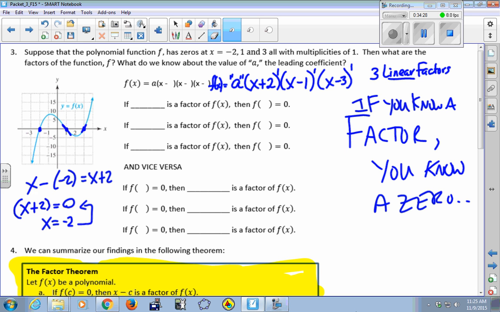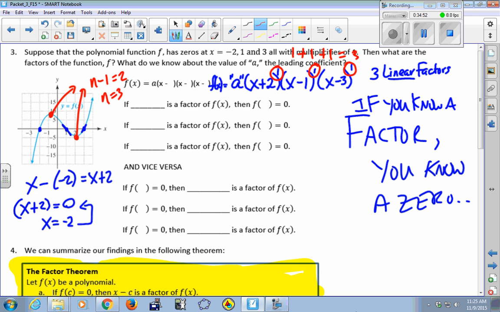That's all you know. Again, remember, when you have something in completely factored form, you can tell the degree by adding the exponents. 1 plus 1 plus 1 tells you it's a third degree. You also know it's a third degree because you have two relative maxes and mins, and when you solve that for n, you get 3. So this is like putting everything together that we've learned.